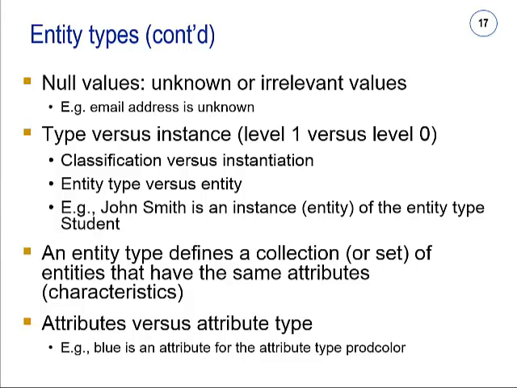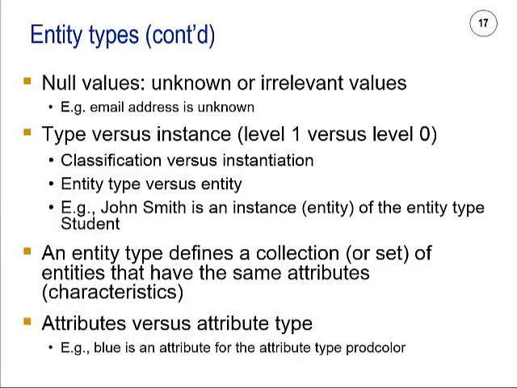Some of these attributes can have null values. Be very careful here. When we say null values, we are not referring to zero. We are referring to a value which is unknown or irrelevant. Think about a supplier and an attribute email address. Let's say that the email address is unknown, then this supplier, let's say John Smith, will have a null value for email address. So very important is that null is not equal to zero. It just means an unknown or irrelevant value.